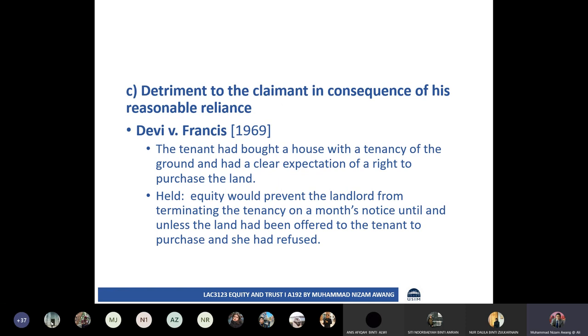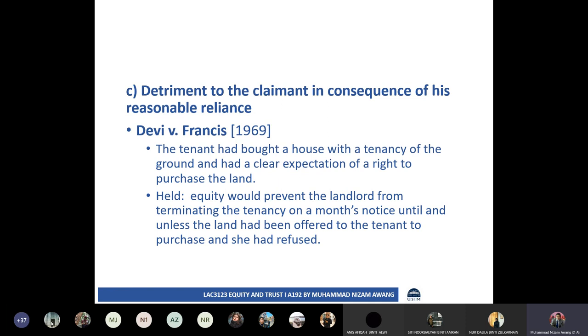Next element is detriment to the claimant in consequence of his reasonable reliance. So the claimant must prove here that he suffered losses as a result of the reliance. In the case of Debbie and Francis, the tenant had bought a house with the tenancy of the ground and had clear expectation of a right to purchase the land. Here, the court held that equity would prevent the landlord from terminating the tenancy on 1 month notice until and unless the land has been offered to the tenant to purchase and he had refused.